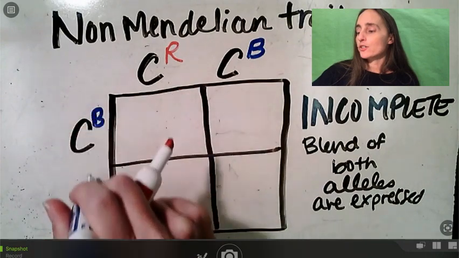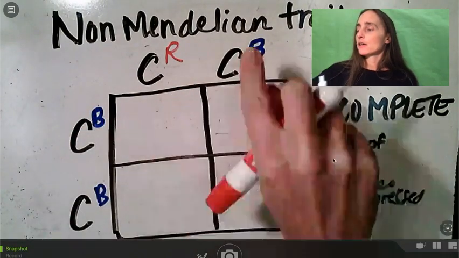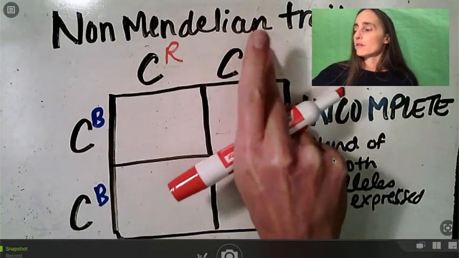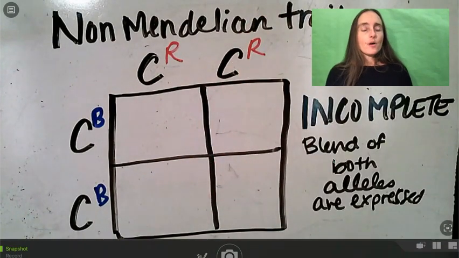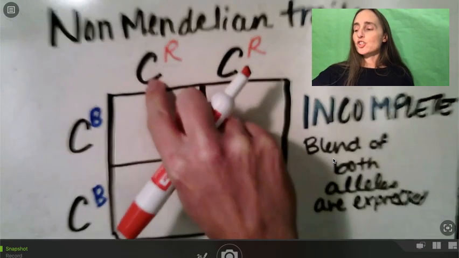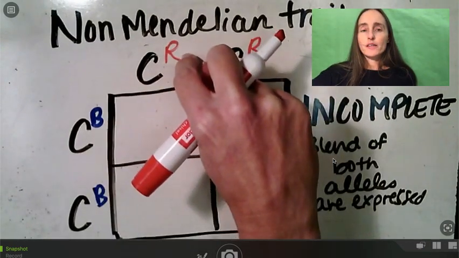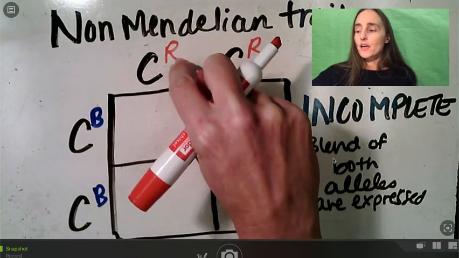Actually, let's do it this way. Sorry, I'm a little indecisive today, obviously. So this flower is red. It has the gene for color, and it's using the red allele. That's what that's signifying. Well, cool.